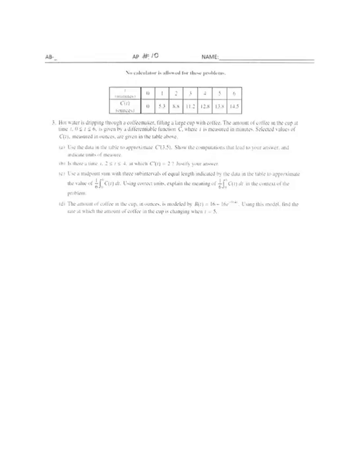So please note that C of T tells us the number of ounces of coffee. It is not a rate of change. So part A begins with the following question. It says, use the data in the table to approximate the derivative of C at 3.5. Show the computations that lead to your answer and indicate units of measure.